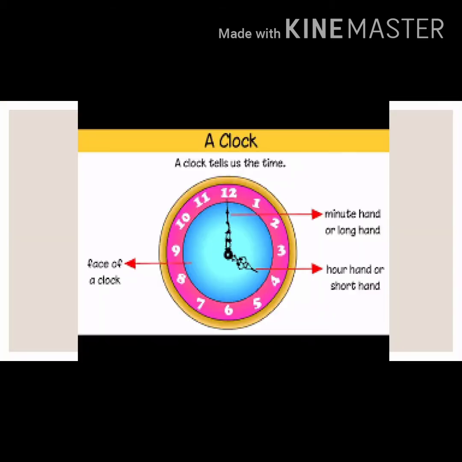Let's start. In this slide, children, you can see a clock. All of you are familiar with the clock. What do we do with the clock? We see time with the clock. And in this picture, you can see that in a clock, you have two hands. The longer hand is the minute hand, which tells us the time of minutes. And the smaller hand is the hour hand, and it tells us how many hours have passed. So children, have you understood what a clock is?